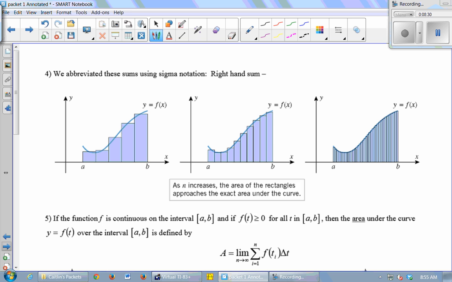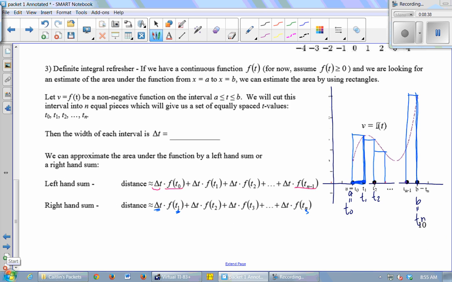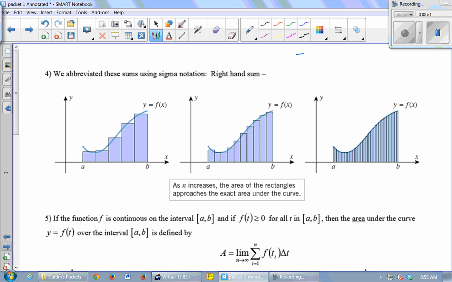All right, we abbreviated these sums using sigma notation. So for the right-hand sum, the second one here, it's always delta t times f of t sub something, and the subscript starts at 1 and finishes at n. So to write this in sigma notation, you put a big sigma, and then I would say delta t times f of t sub i, where i starts at 1 and finishes at n. So that's the sigma notation for that long sum.